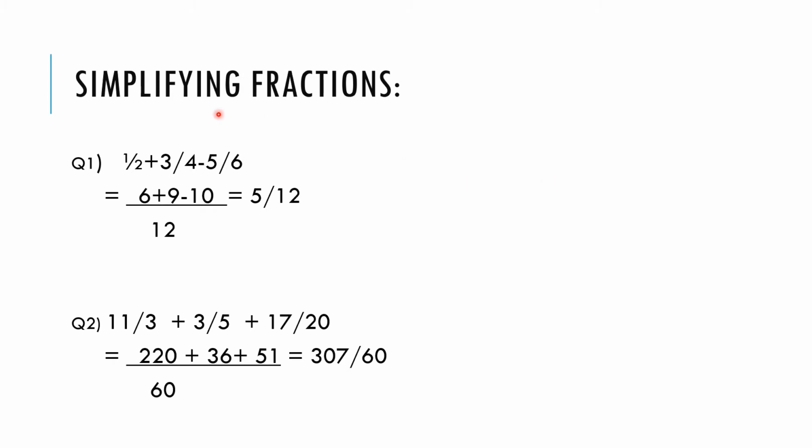Okay, simplifying the fractions. 1/2 + 3/4 - 5/6. We take 12 as the common denominator. So 6 + 9 - 10 is 15 - 10, which is 5/12.